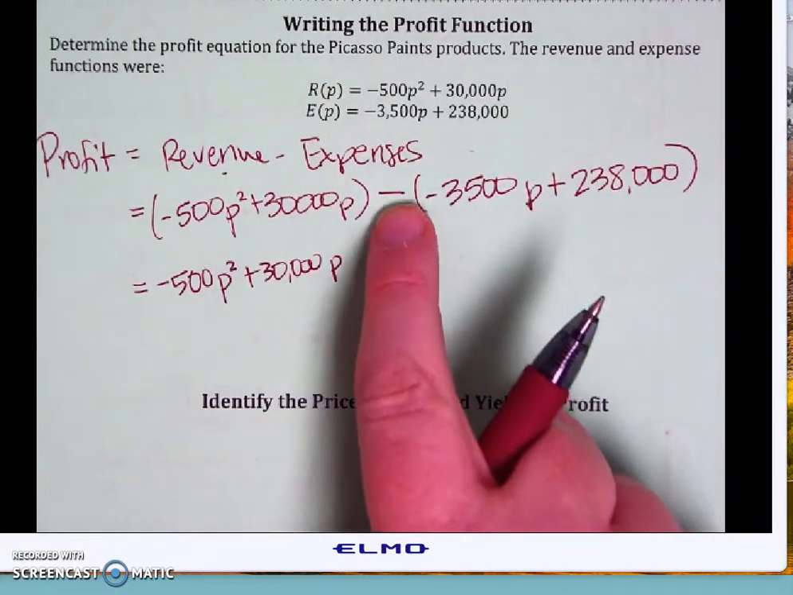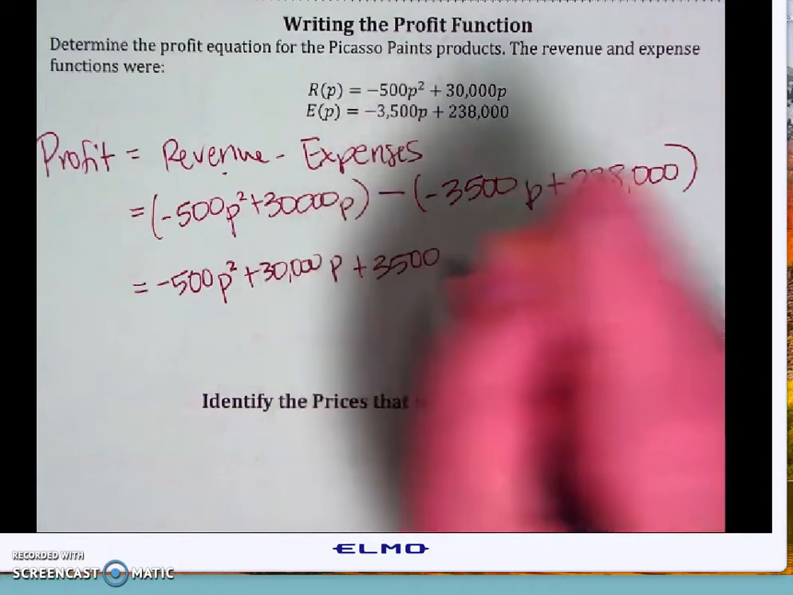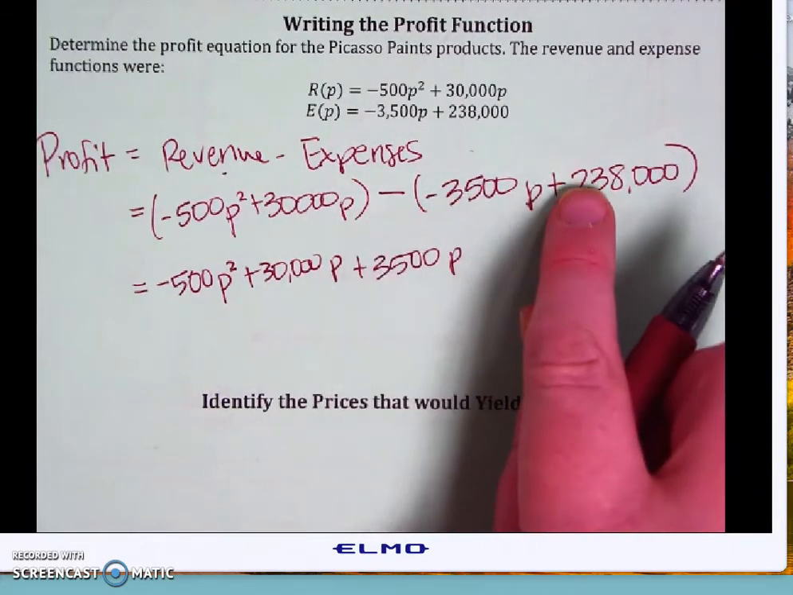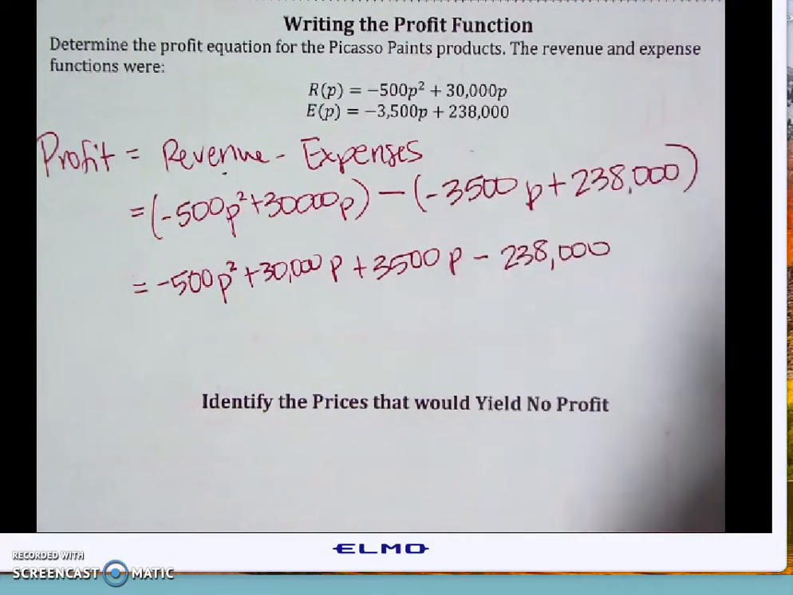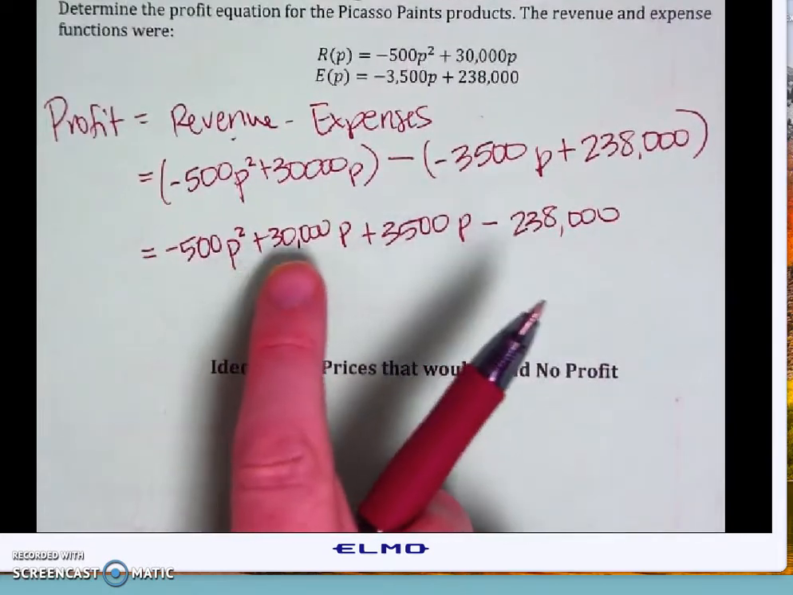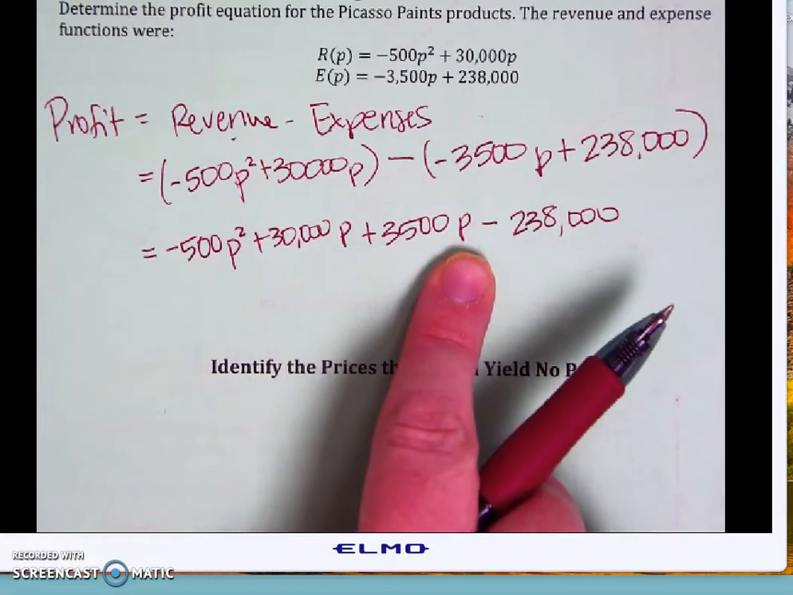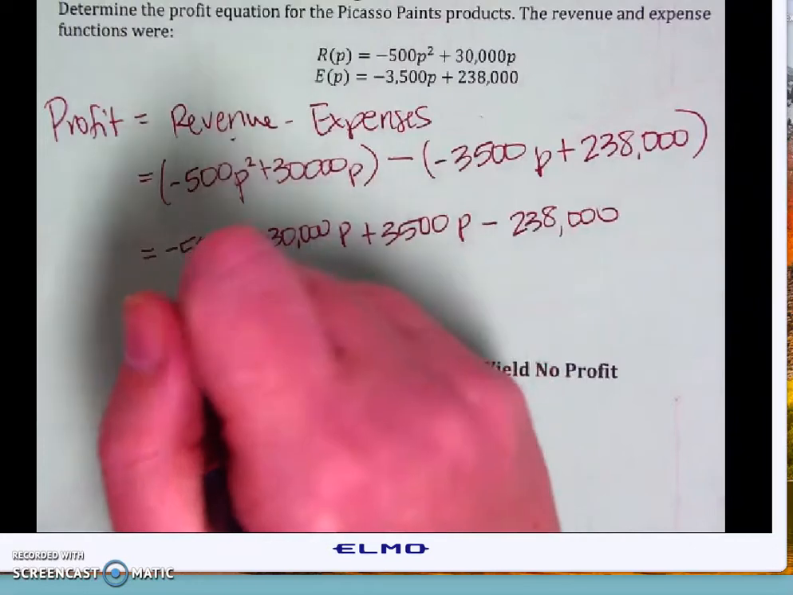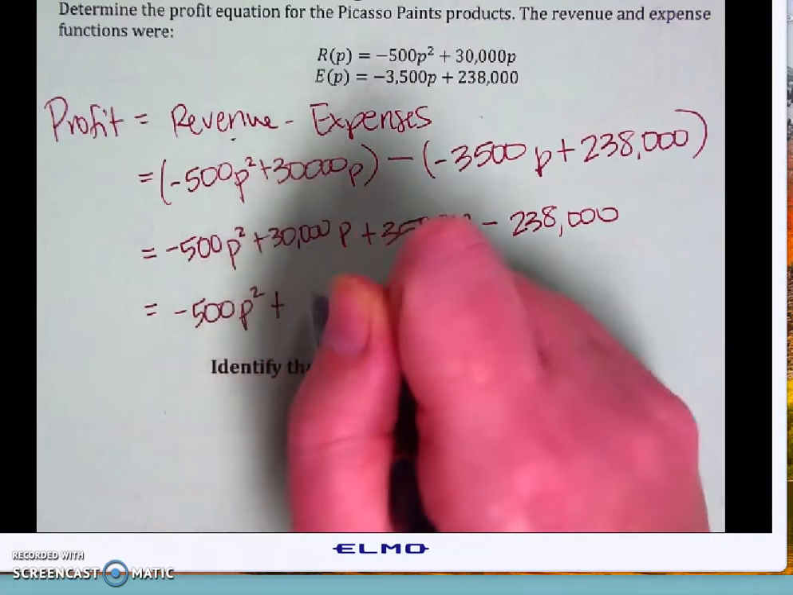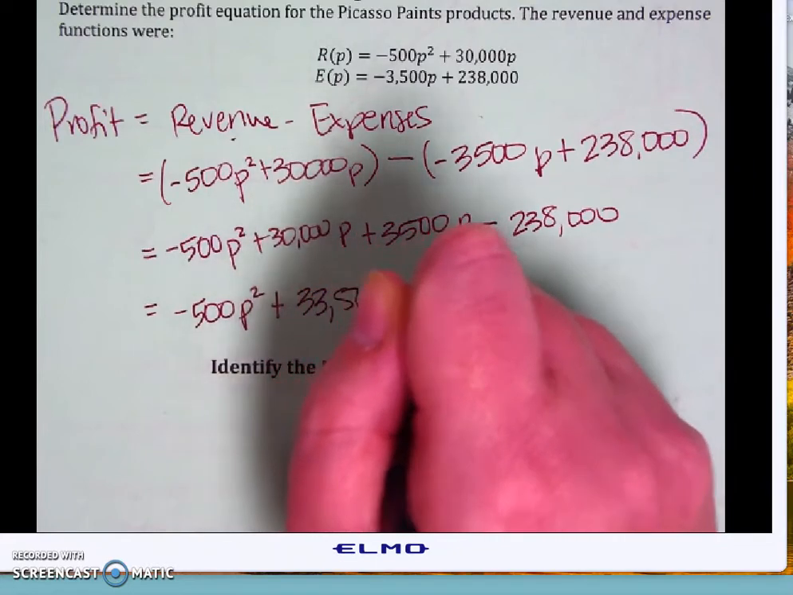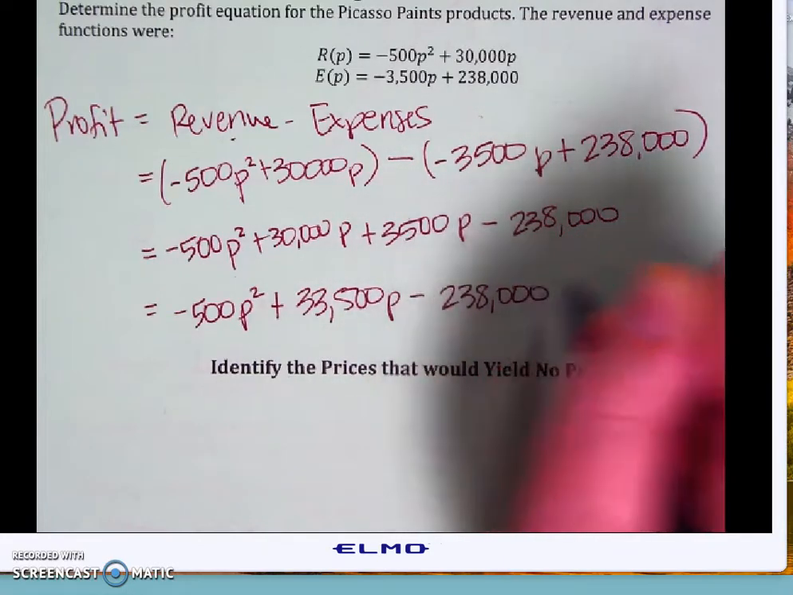1000p. Okay, here, if we take negative times a negative, we get a positive. So plus 3,500p. And then a negative times a positive is a negative. So minus 238,000. Okay. Our last step would be to combine like terms. The middle two terms are like terms, and that's because they both have p to the first power. So negative 500p squared plus 33,500p minus 238,000.